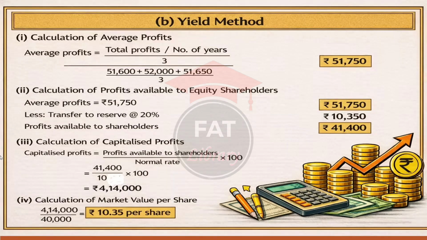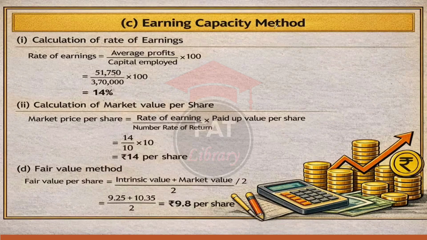The next calculation is the earning capacity method. Under the earning capacity method, the first step is calculation of rate of earnings. How do we calculate the rate of earnings? Average profit divided by capital employed multiplied by 100. All the figures we have already calculated, so just apply them to this calculation and we get 14% as the rate of earnings. And for the calculation of market value per share, market price per share is equal to rate of earnings divided by rate of return multiplied by paid up value per share.